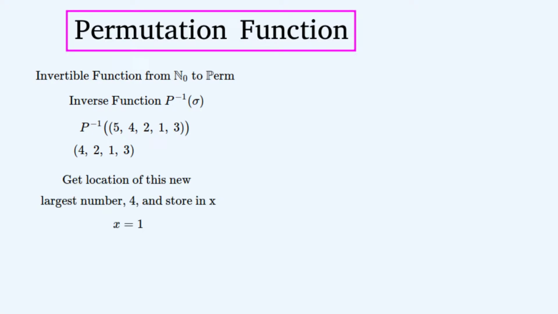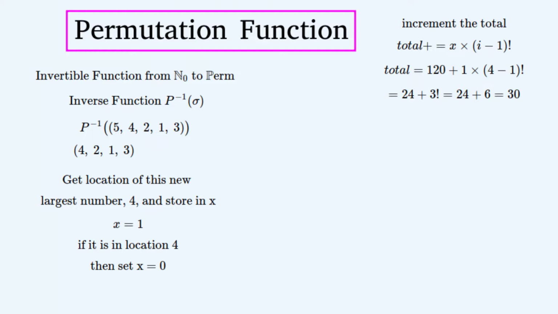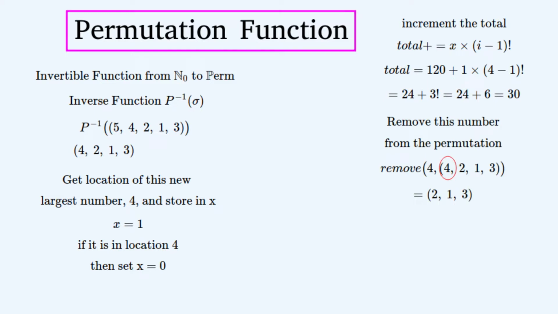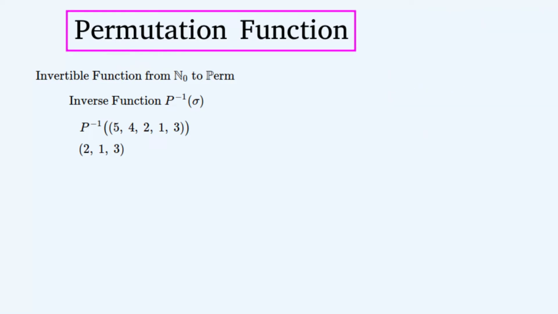We'll get the position of the new largest number and store it in X. And if it was in the last location, we'll set X to be 0 instead of I, which is 4 in this case. Then we'll increment the total by this amount, so this is what the total is so far. We'll remove the largest element from this list, and then we'll get the new largest element of this list. Now we'll continue these steps on this new list.